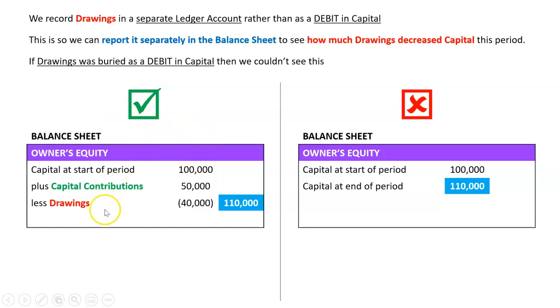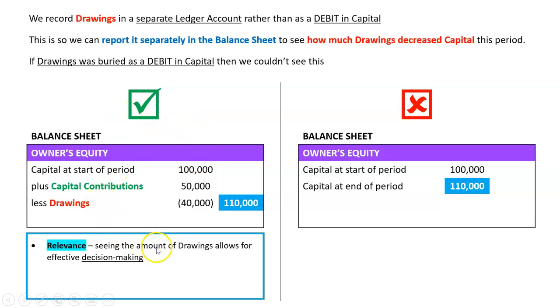Separate ledger for drawings because it's relevant. We can see the amount of drawings, which means we can make effective decisions. You might look at this and say, that's too many drawings. Capital, basically everything we gave the business is wiped out by drawings. Let's change things. So it's good for decision making. Secondly, it also fulfills the accounting entity assumption because we can literally see all the transactions between the owner and the business.